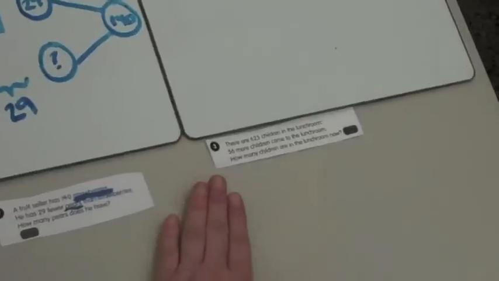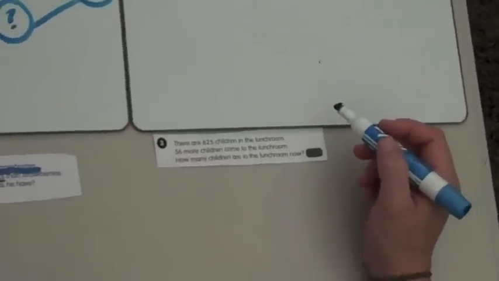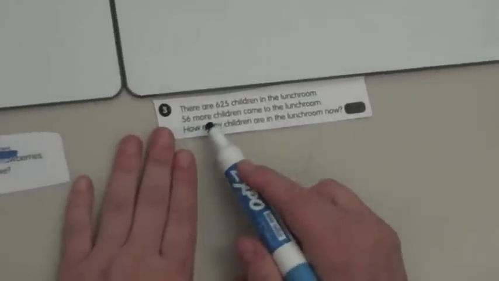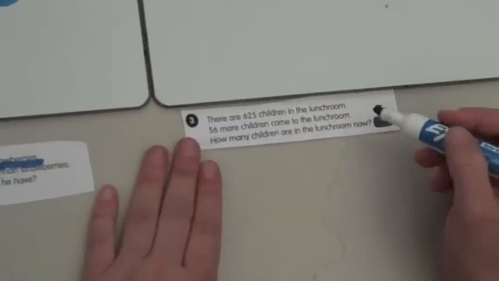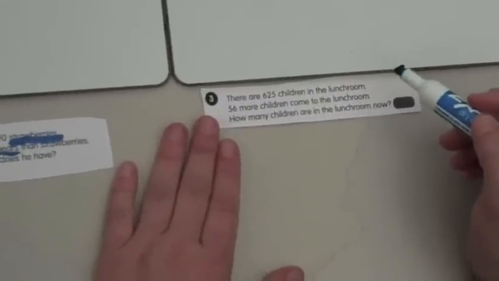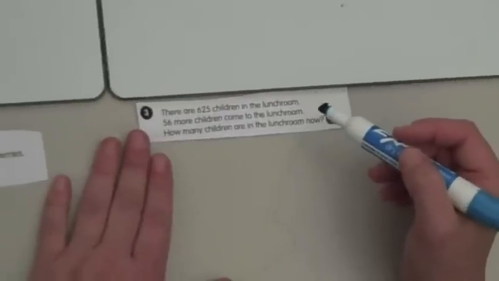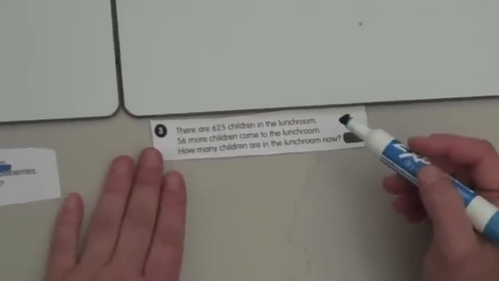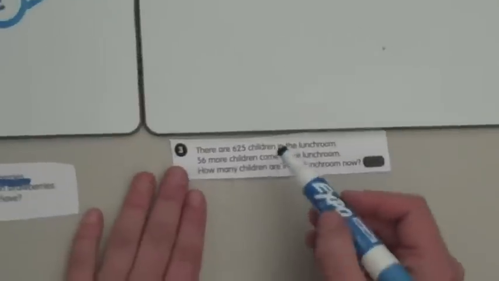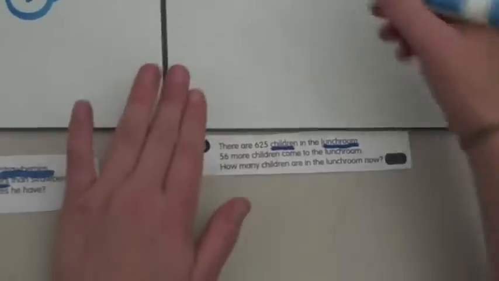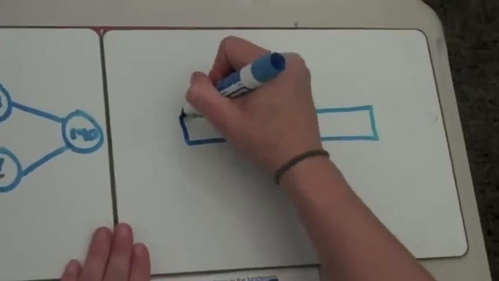Looking at number 3, we're going to look at some of the key words in this problem. So this one says there are 625 children in the lunchroom. 56 more children come to the lunchroom. How many children are in the lunchroom now? So the only thing that we're talking about are children in the lunchroom. So right now I'm going to draw this bar that represents children in the lunchroom.